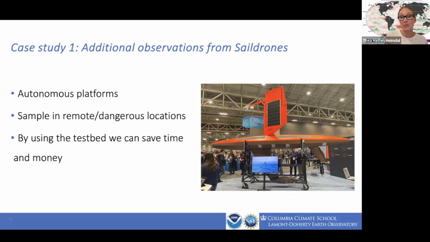So it's an autonomous platform you can send out. By using a testbed before we send out these sail drones, we can check how many sail drones we should send out, where we should send them, during what month of the year, and how often we should sample, because sail drones are expensive. So by using the testbed to check this, we can save both time and money.